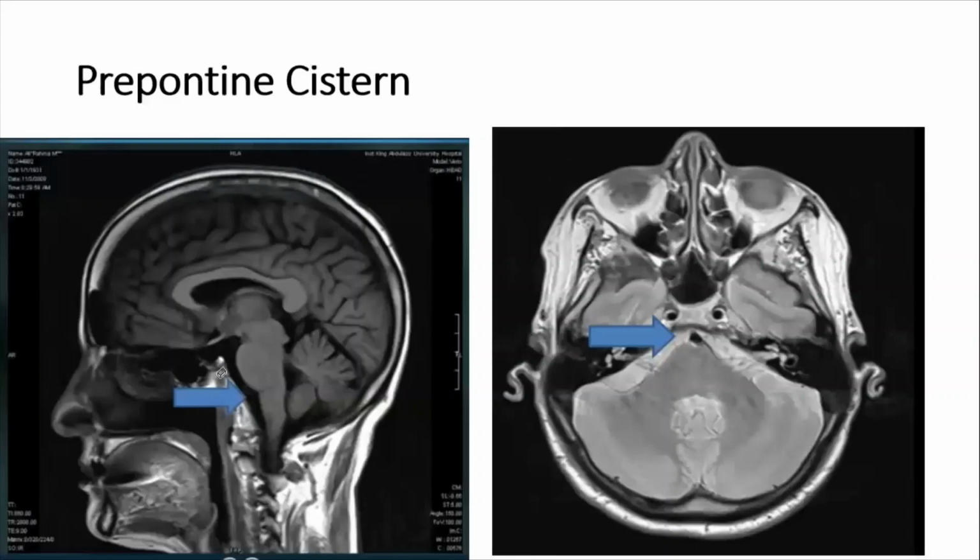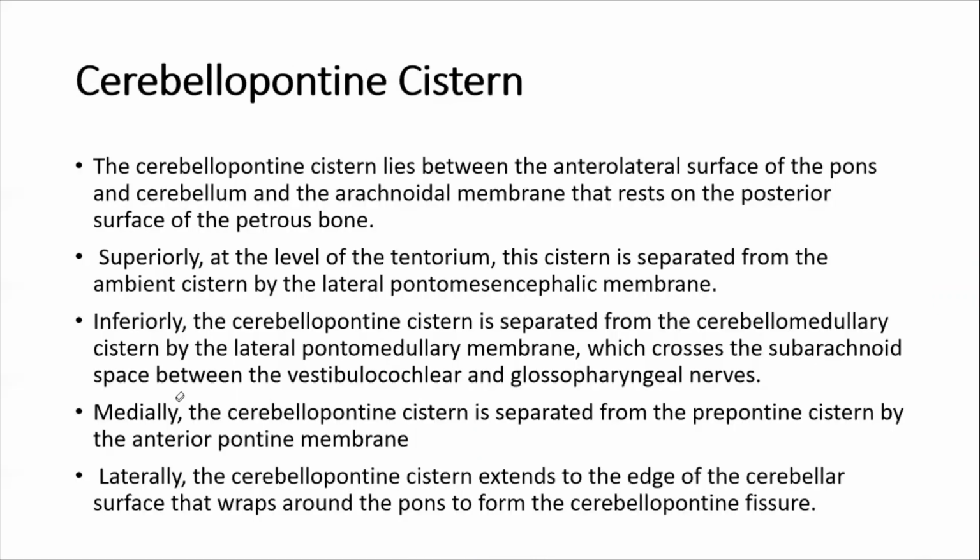On an MRI, the prepontine area we can see on the sagittal as well as in the axial cuts. This area, the space between the pons and anterior clivus, is the prepontine cistern. Then is the cerebellopontine cistern.